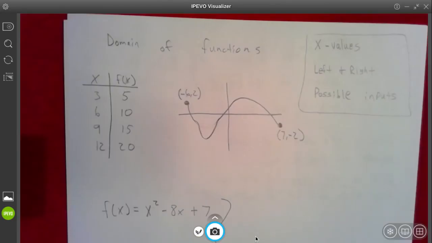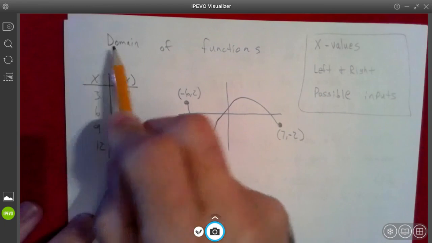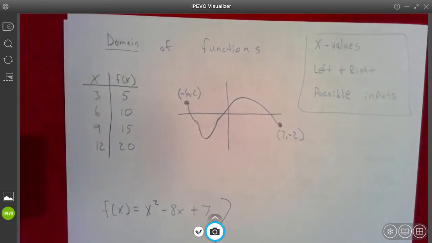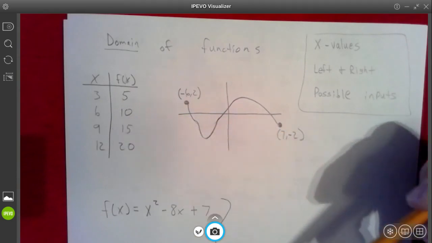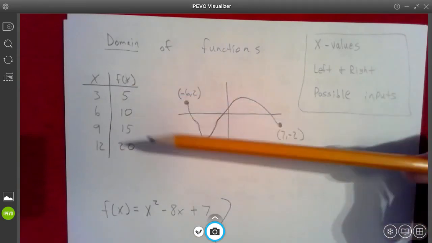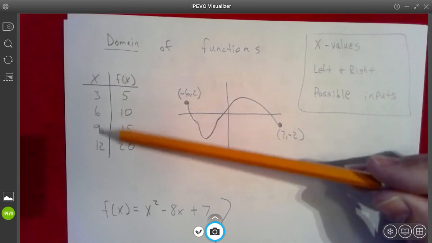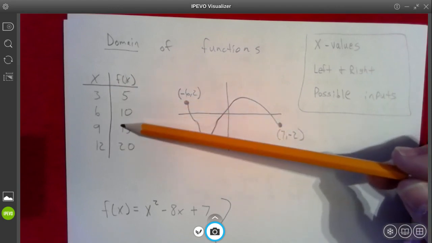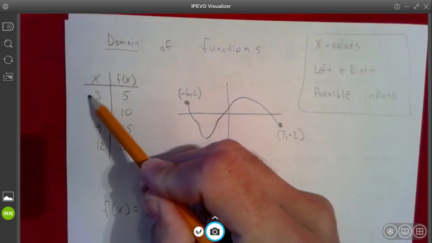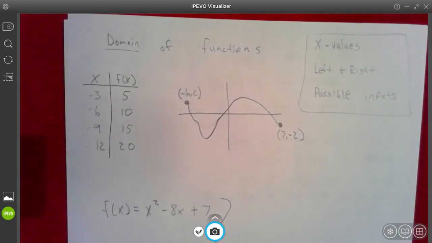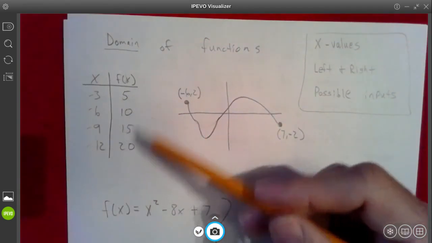All right, so in this video, we're going to be talking about the domain of functions. We're not going to focus so much on the range, but we've had some past experience with the domain of a function. Whenever you're given the function in table form, the domain is the list of x values, the list of inputs that you have. So the domain would be 3, 6, 9, 12 right here. And then this other column is what they call the range.